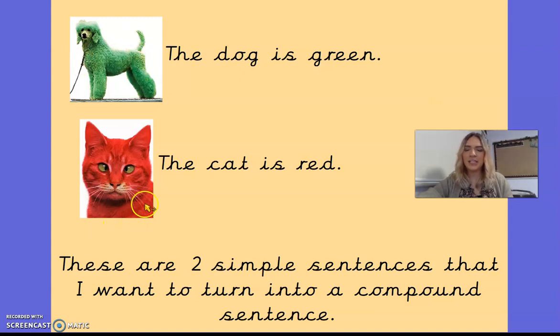So I've got two pictures here, and I have written a simple sentence for each one. So I've got the dog is green, the cat is red. Those are my two simple sentences, but I want to turn them into a compound sentence. Can you remember my magic word that I need to use to make them a compound sentence? It is the word and.